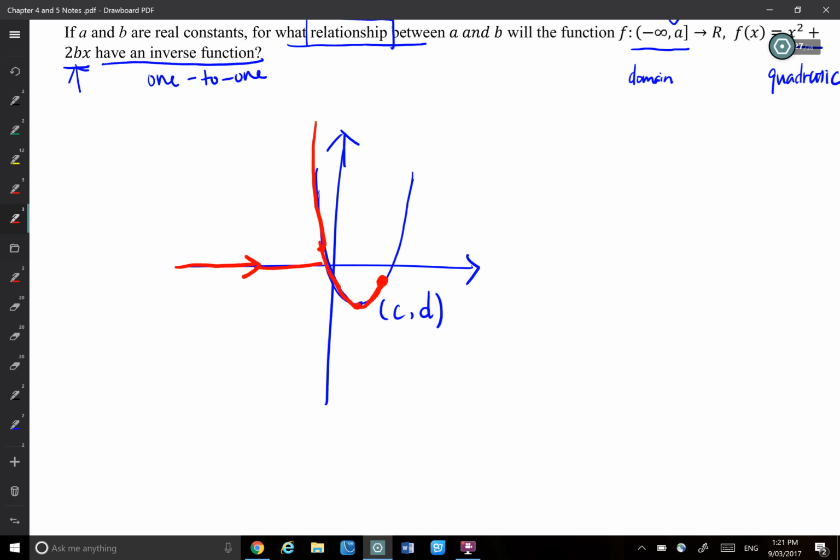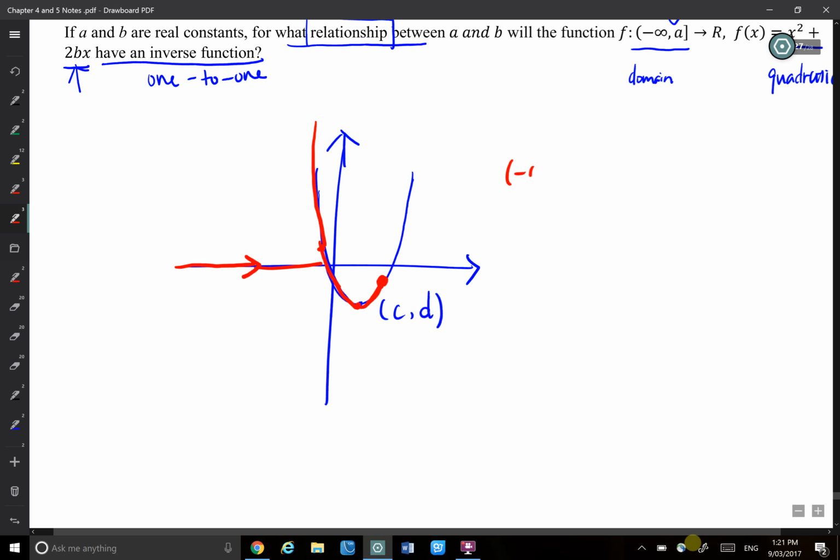So I can go from negative infinity to the turning point included, or I can go from the turning point to infinity. That's the maximum value I can have. That is the minimum value I can have.